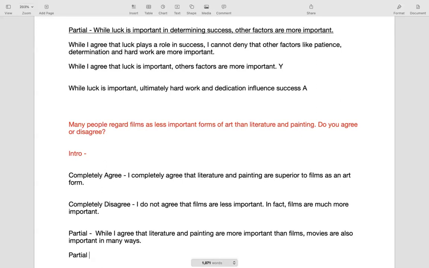While I believe that literature and painting are important forms of art, I deny that they are less important than... No, sorry, I messed it up. While I believe that literature and painting are important forms of art, do not call them more. If they are more, that means films are less. So "are important forms of art", this part is correct for you. Go next: I believe that films are much more important. Very good.